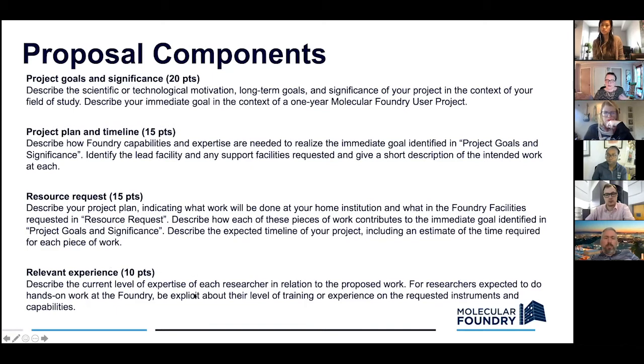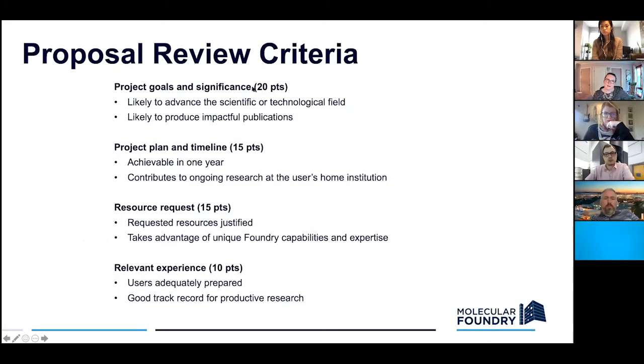And then relevant experience. So of the 2 to 5 people that would be coming as part of this proposal, what's their level of training? What's their area of expertise? And when the reviewers are looking at that, they're making judgment calls on how likely this proposed work is to advance the scientific or technological field, produce impactful publications. Is it achievable within a year? So that scope question is always important.